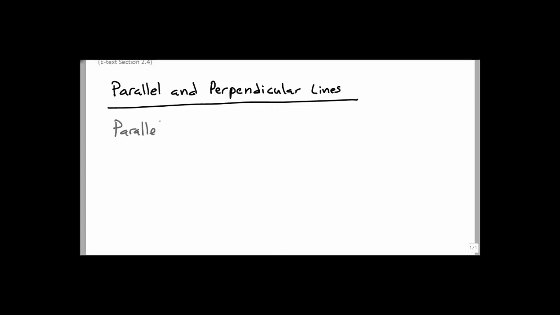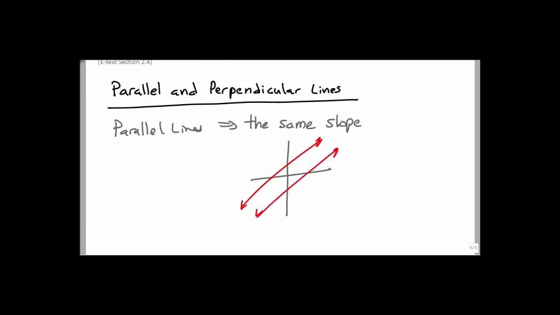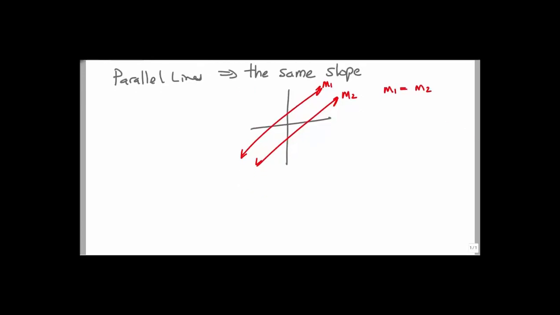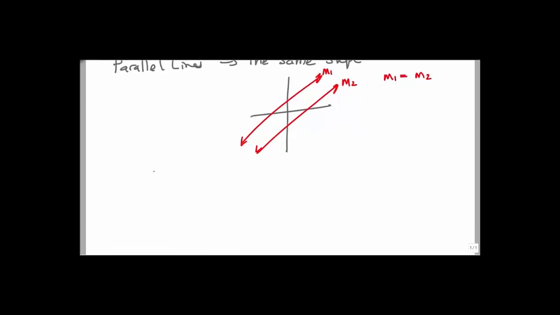Parallel. Parallel lines have the same slope. So if we were to draw a set of parallel lines on the Cartesian coordinate system, we might run into two lines that are both positive slope, for instance. So in this case, the slope of line 1 and the slope of line 2 are equal, so they're considered to be parallel. So parallel lines have the same slope. That's our big important takeaway from that.